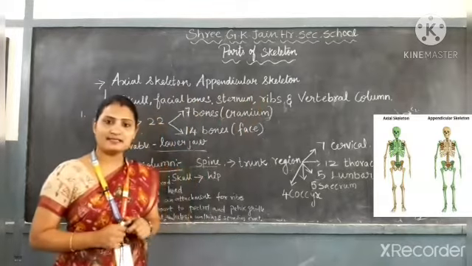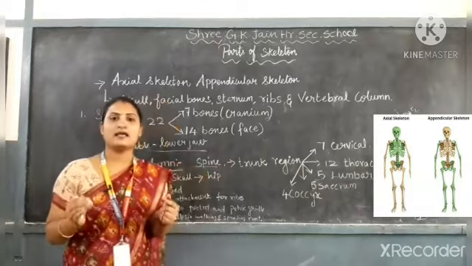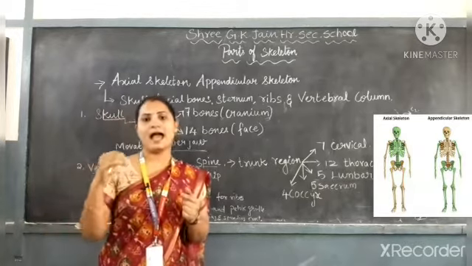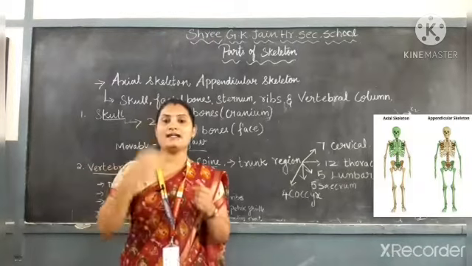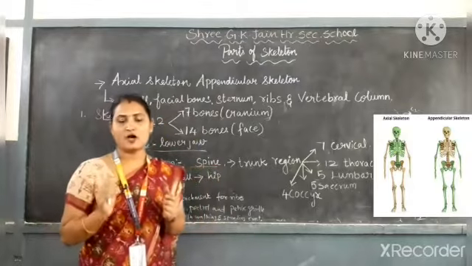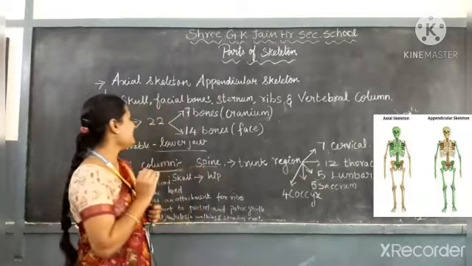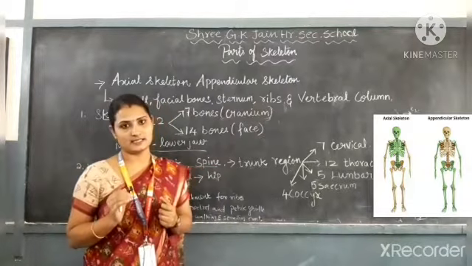What is the axial skeleton? That means the parts that lie along the axis of the human body, the parts located at the center line of the human body. Those parts are called the axial skeleton.